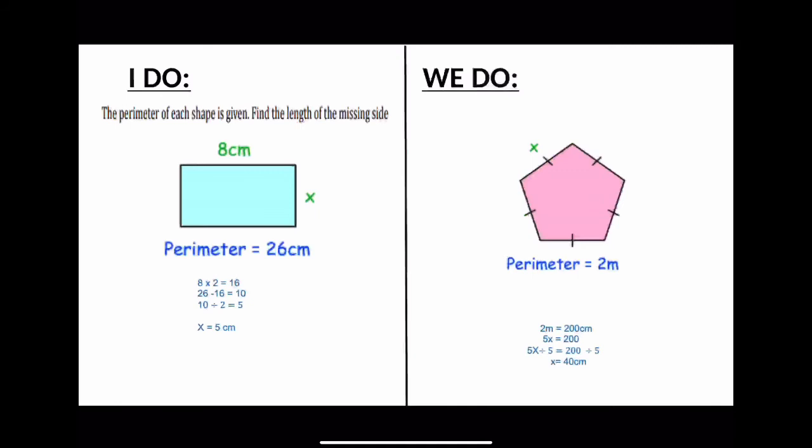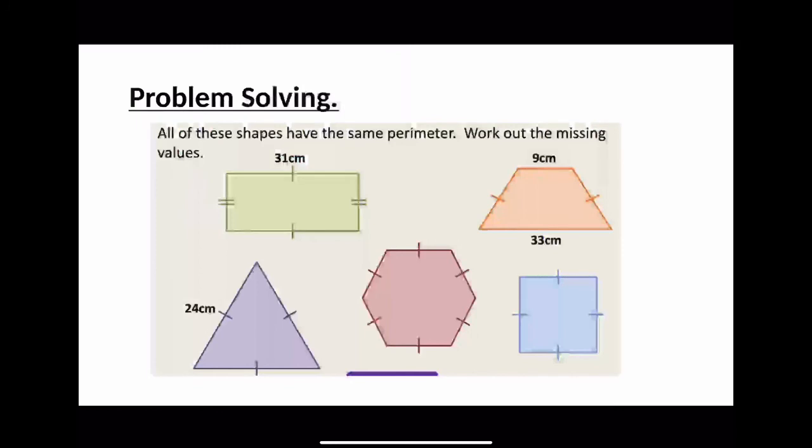Make sure that you have all of the workings written down. Pause the video while you do this. Now here are some problem solving questions for you. All of these shapes have got the same perimeter. You've got to work out the missing values. One of these shapes is going to give you a clue. If there is one single line on the sides, then that means that all of those sides are equal in measure. Pause the video, draw the questions, and get ready for your answers.